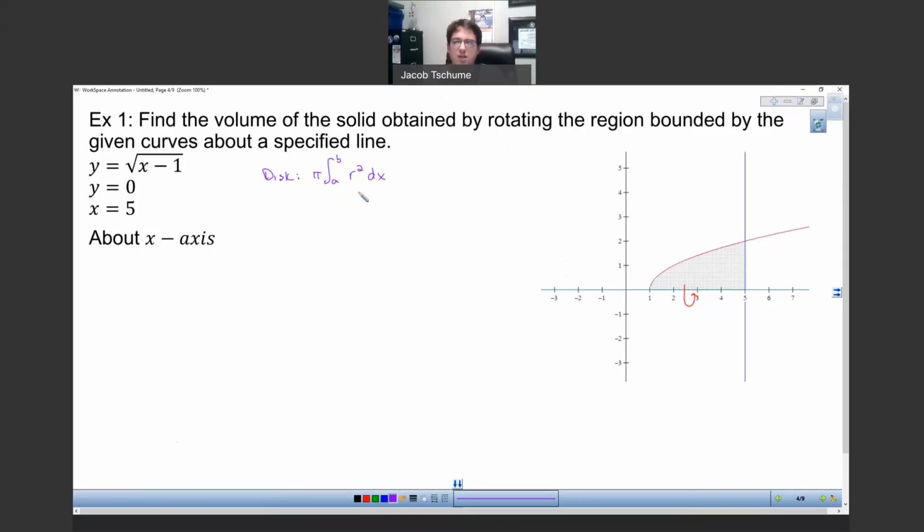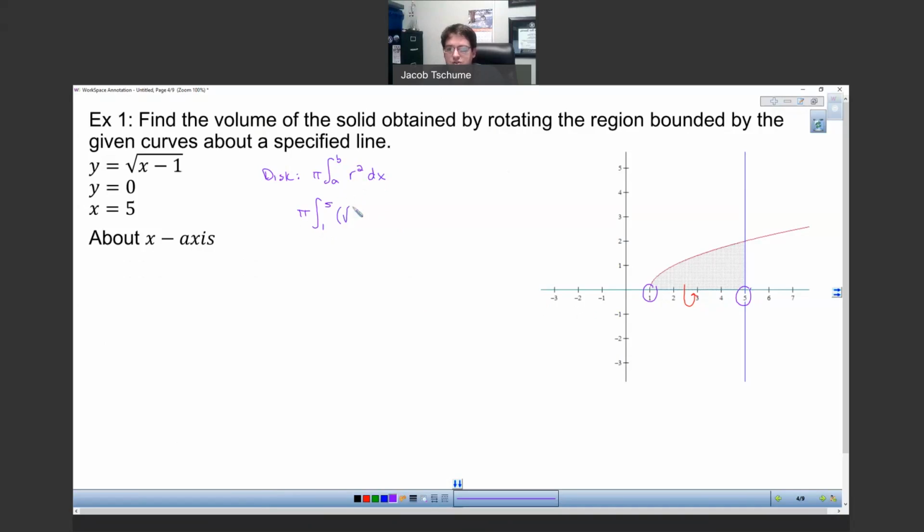So when you plug in your information that you're given, you would do pi times the integral from a to b. Your a and b have to be in terms of x. So if you look at this black region right here, it is bounded between x equals 1 and x equals 5. The radius in this formula is just the original function.